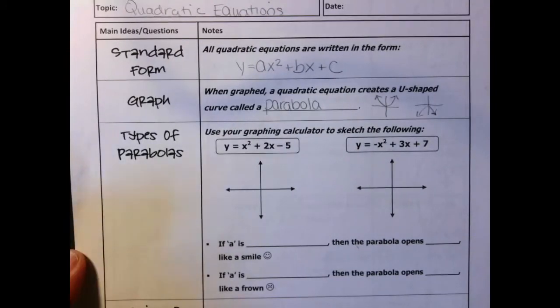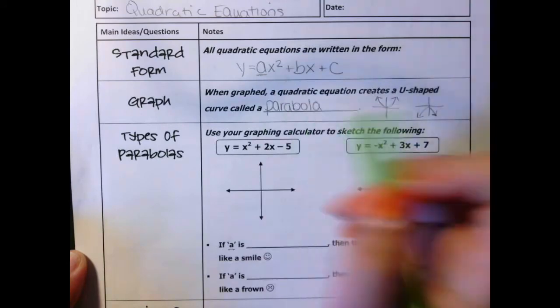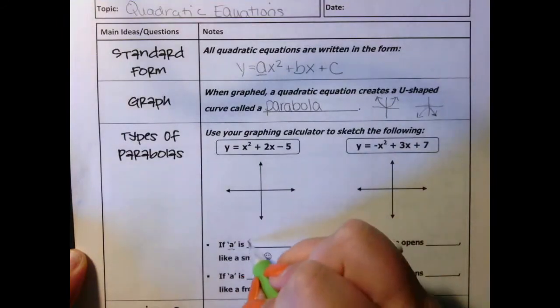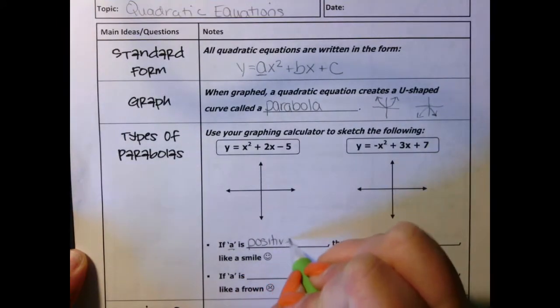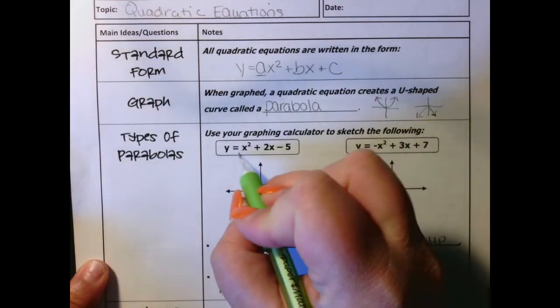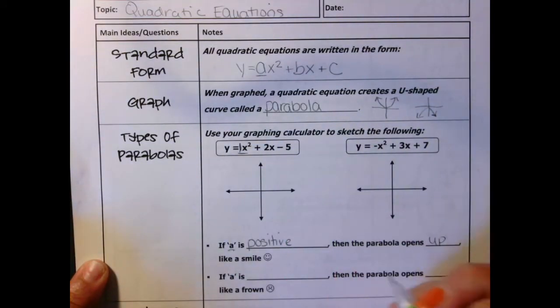And when we look at the types of parabola, this says to use your graphing calculator to sketch the following. We don't have graphing calculators, so I'm going to go over these two examples with you. But first thing, if our a term, that first number that comes before the x squared, is positive, then the parabola is going to open up like a smile. So looking at this first example, we have y equals x squared plus 2x minus 5. Before that x squared, we have a positive 1 there, so the graph of this equation is going to open upward.